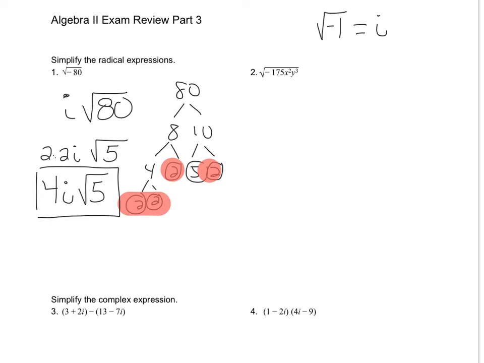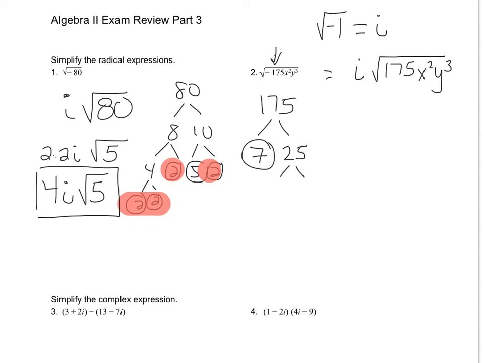So the one next to it, number 2, is very similar. We have the negative square root here, so I can take that out, so that'll become i times the square root of 175 x squared y cubed. So now I'll try to break down that 175. So 175 I know is 7 and 25, and this is 5 and 5. So again, I have one group that comes out. So I can take a 5 out, so that'll become 5i, and a 7 left inside.